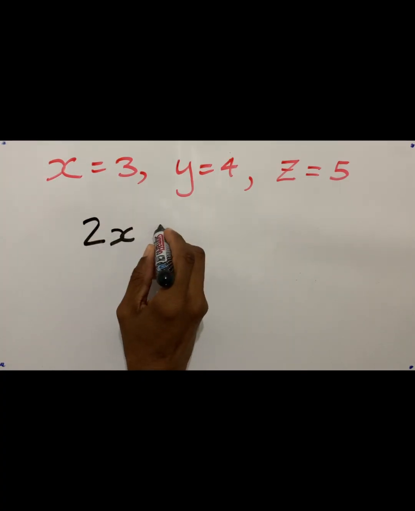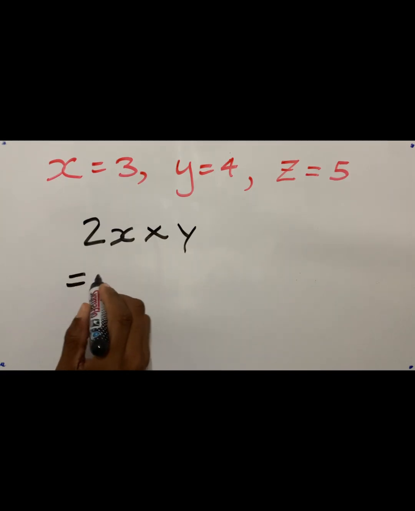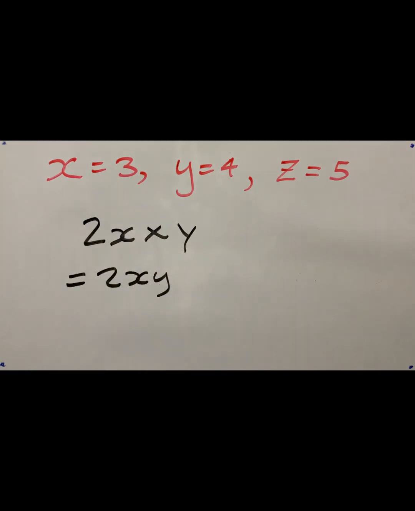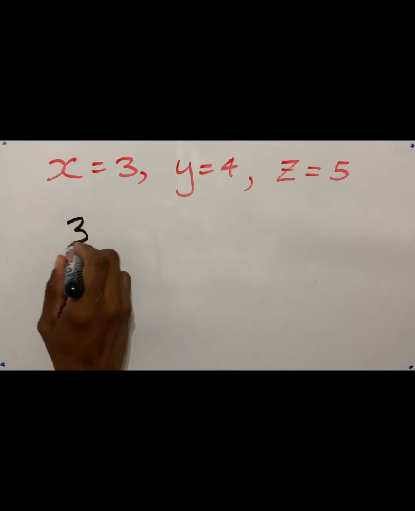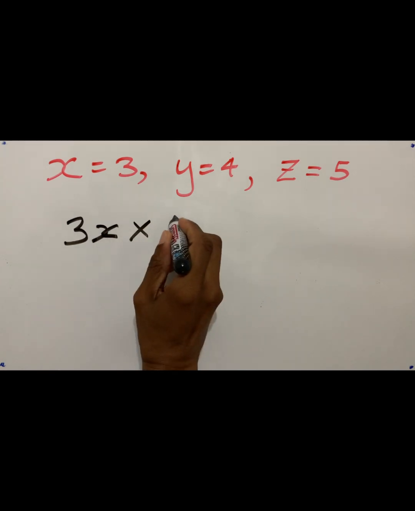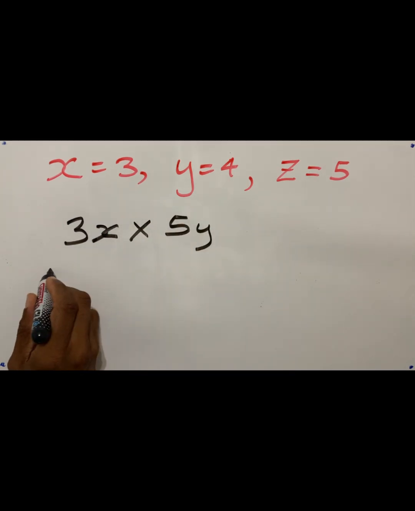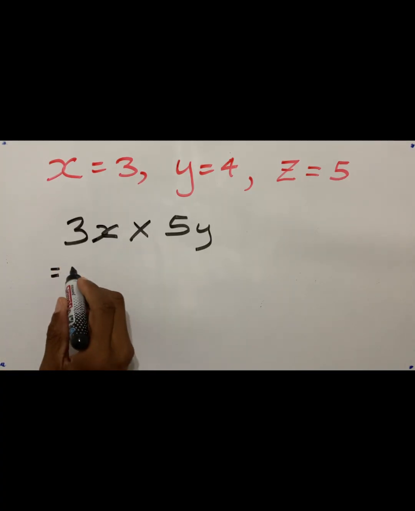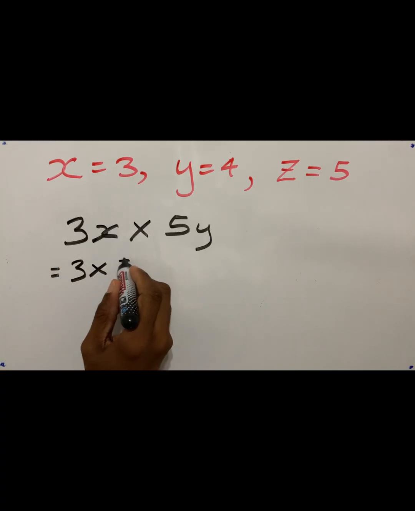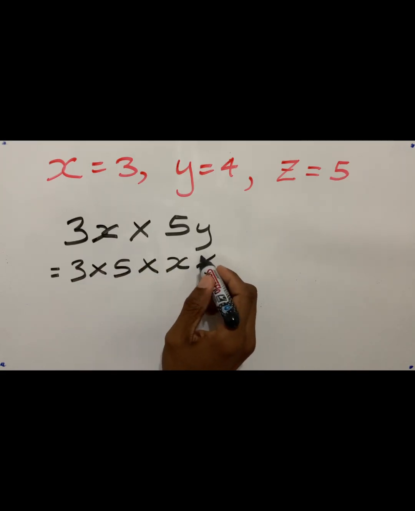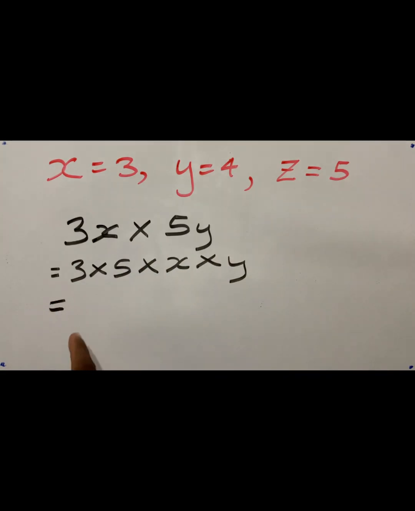2x times y is the same thing as 2xy. Okay? And this, of course, we know is the same thing as 2 times x times y. If we have 3x times 5y, which is equal to, we group these together, the numbers 3 times 5 times x times y, which is equal to 3 5s is 15xy.